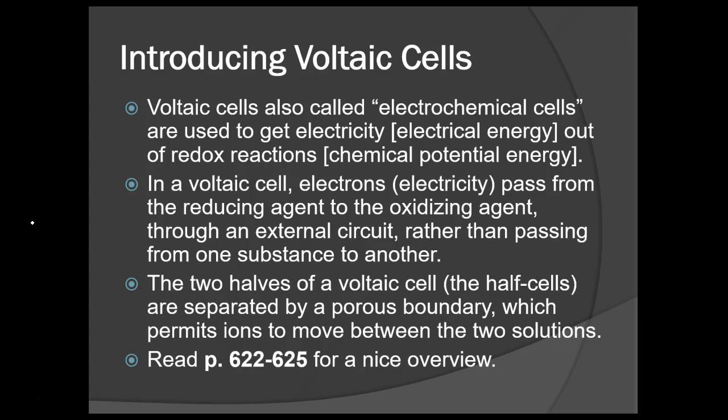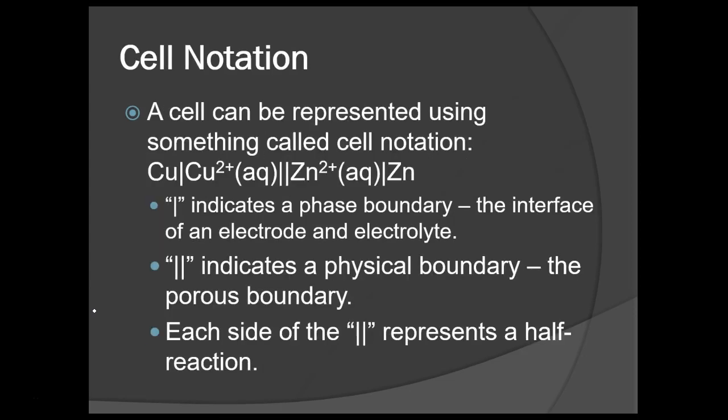So the two halves of a voltaic cell are what we call half cells, which should sound similar to half reactions, and that's exactly what we have going on. There is a half reaction on either side of the voltaic cell: one is a reduction and the other is an oxidation. So we have the oxidation half cell and the reduction half cell. These two half cells are separated by a porous boundary, which permits ions to move between the two solutions. I'm going to talk about these briefly by looking at a diagram shortly.